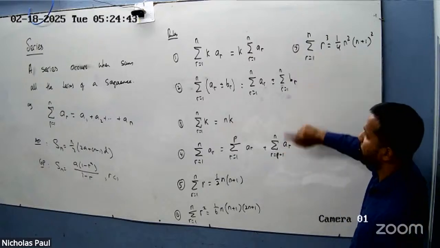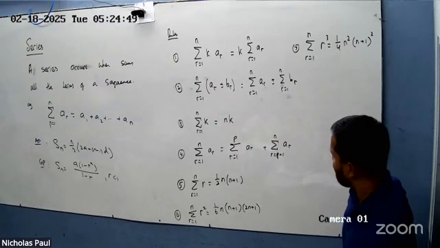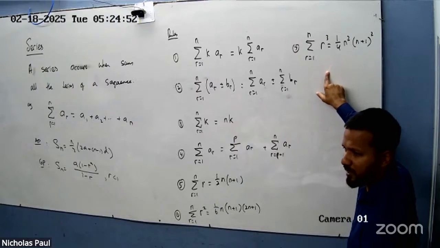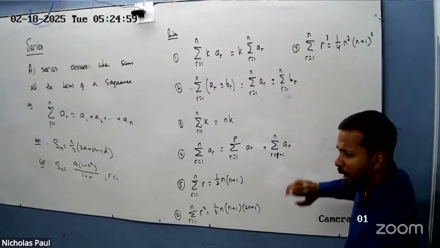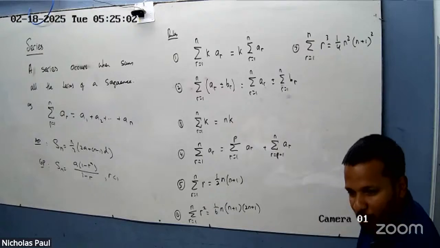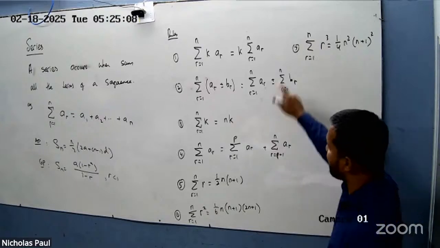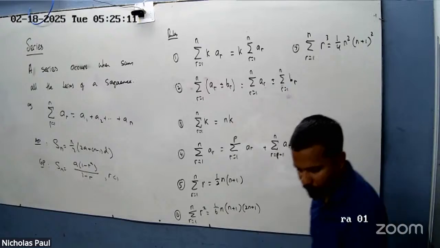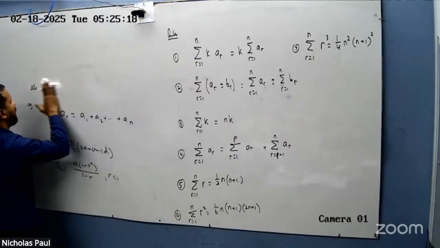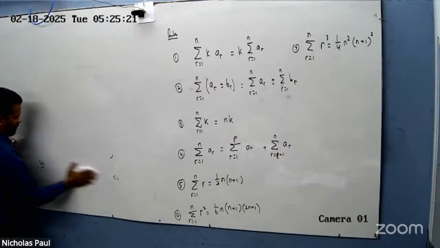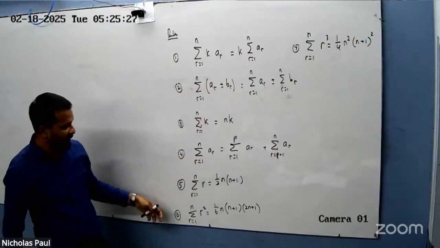All right, so there are just some rules that you need to remember about summation. I think they'll give you one of these formulas, but we would have proved these already in unit 1, how to get these using PMI.